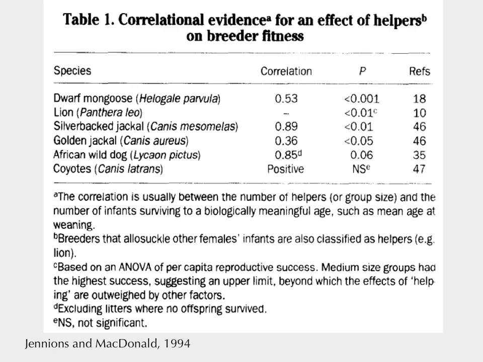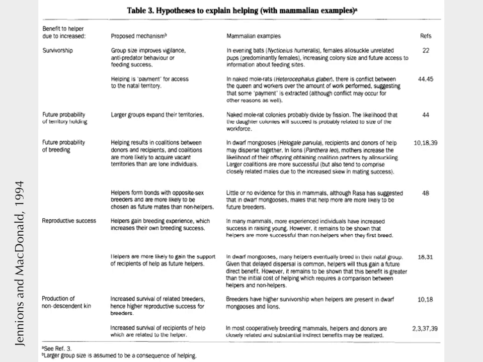We often see this sort of inclusive fitness thinking when we're talking about mammals, too. So, lions: we have few females breeding and everything's kind of helping. Coyotes, helping between individuals. In some birds, we have examples where the offspring from one year hang out in the nest the next year and help feed the babies. And so we'll figure out why that might be.